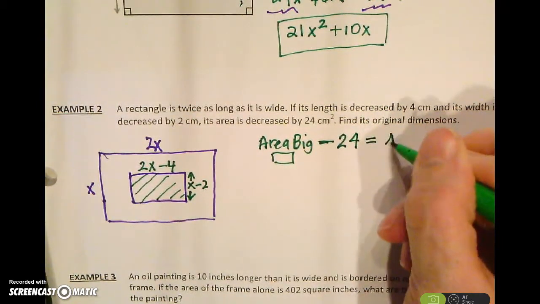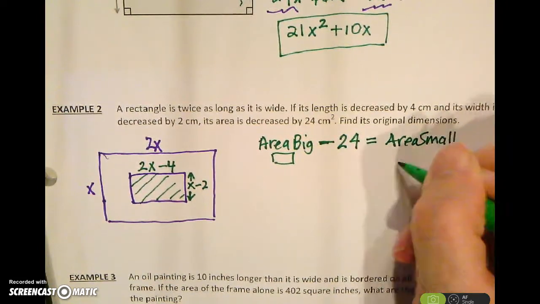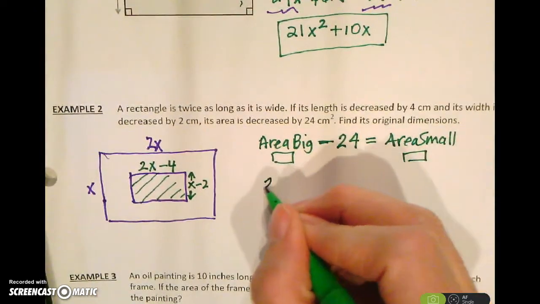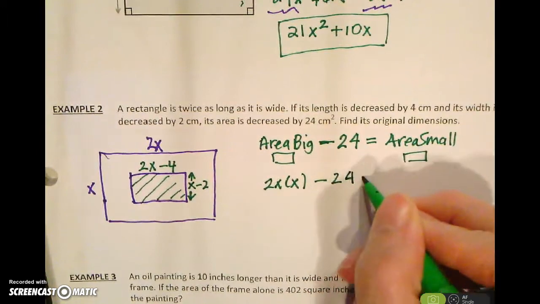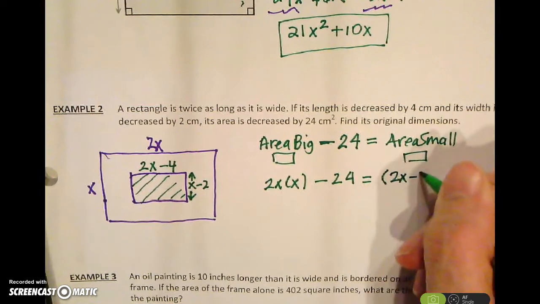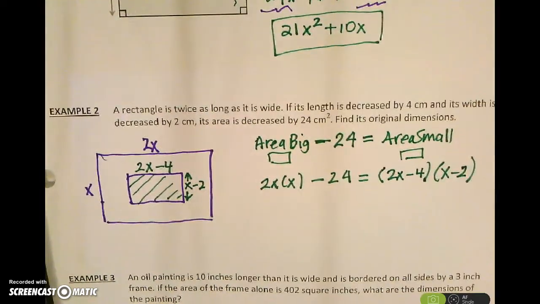It's going to be equal to the area of the small rectangle. So the area of the big rectangle is going to be 2x times x, minus 24, is going to be equal to the small one's area, which is going to be 2x minus 4 times x minus 2. So we're going to solve this.